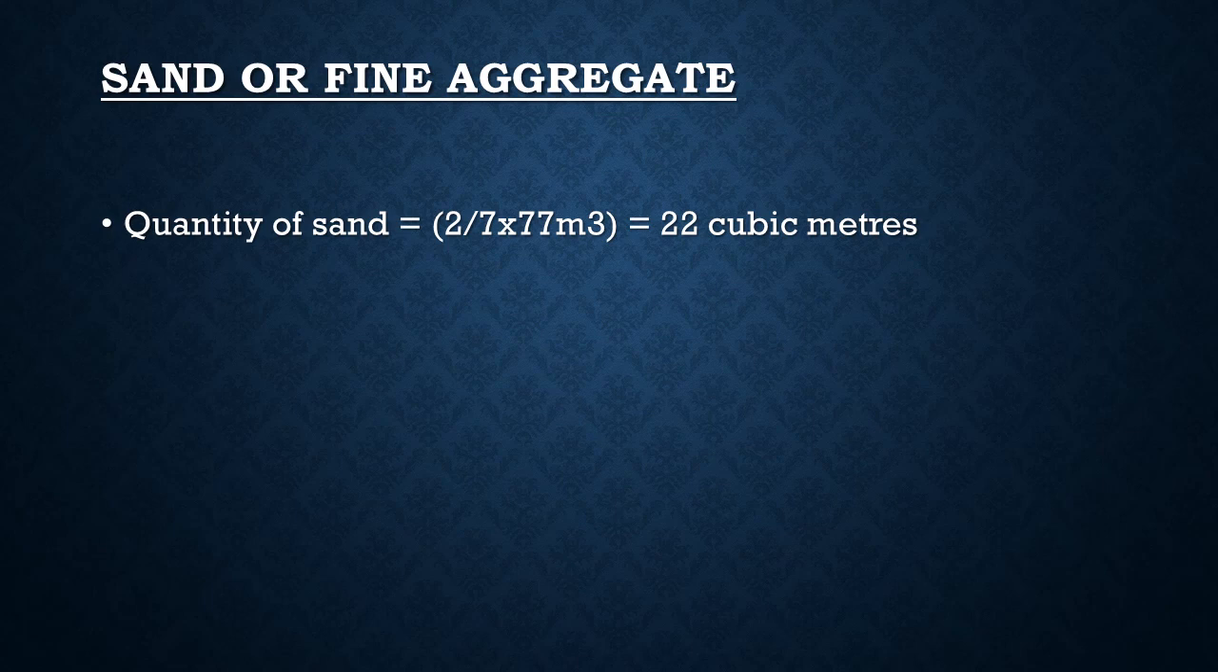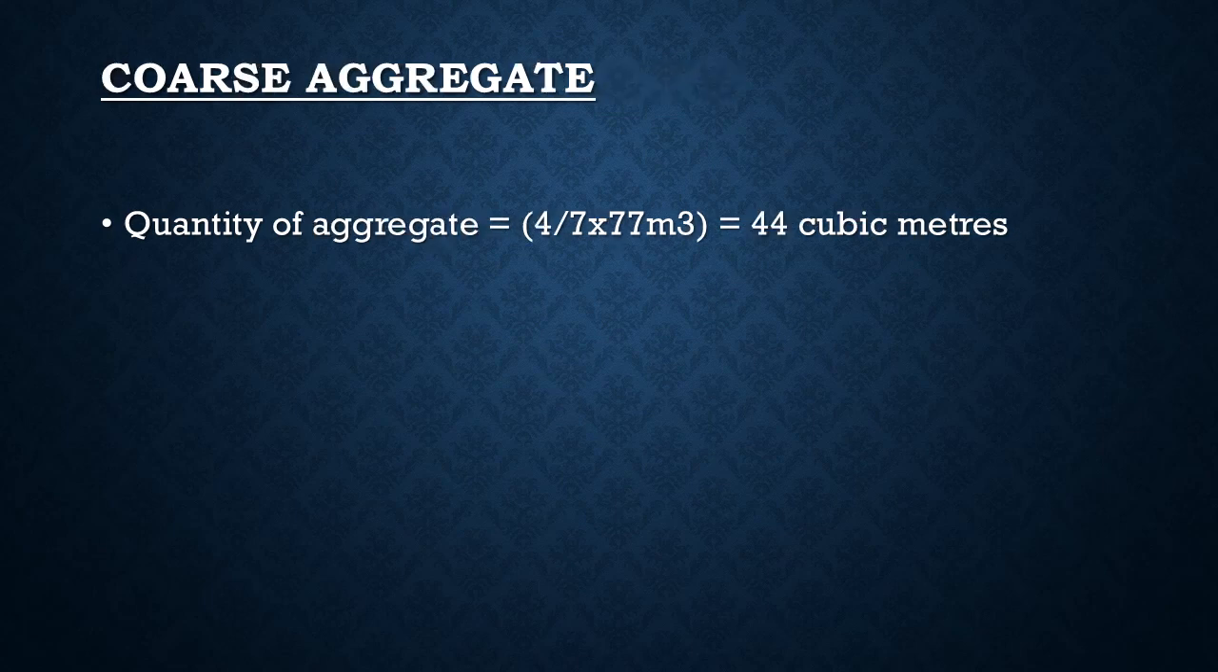This will take me to my next slide, coarse aggregate. In order for you to cast 50 cubic meters of concrete, you need 44 cubic meters of coarse aggregate, as you have seen from the calculations. Quantity of aggregate equals 4 over 7, which is the total mix ratio, times 77 cubic meters, and that gives you 44 cubic meters.